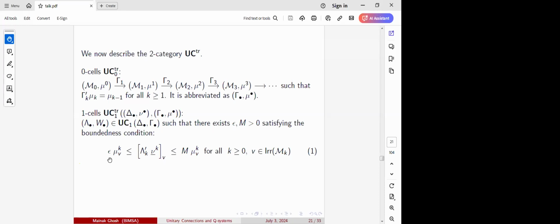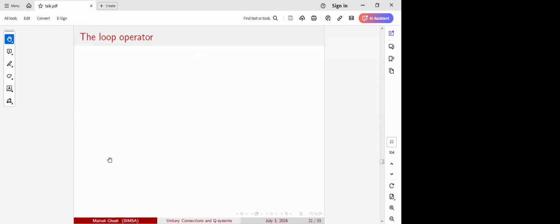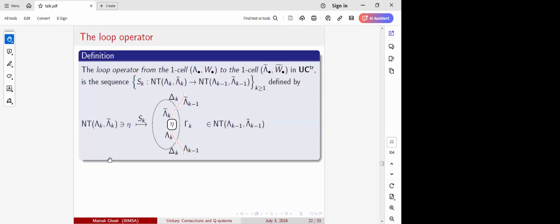So now we have to define two cells. For defining two cells in UC trace, we need some more tools. And the extra tool that we need is something which we have termed the loop operator. Okay, so suppose we have two one cells, lambda and lambda tilde.